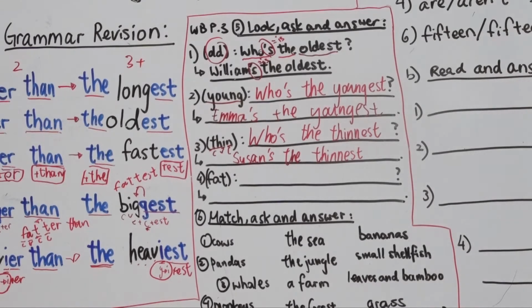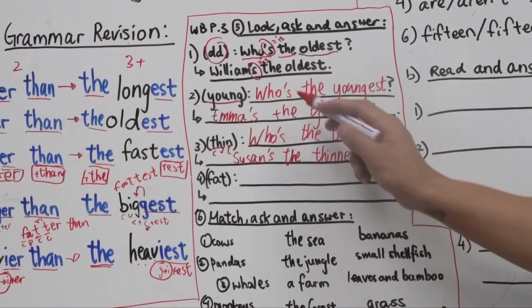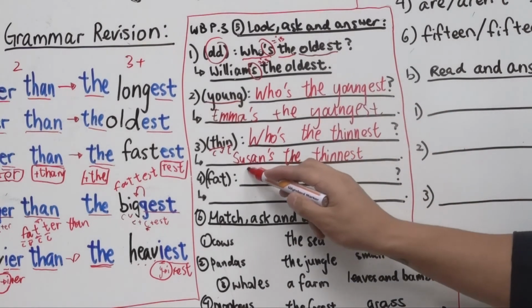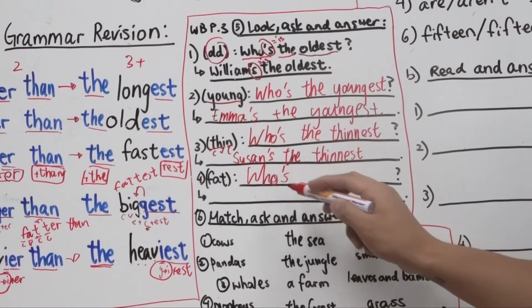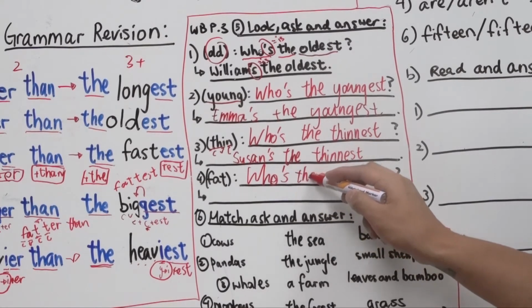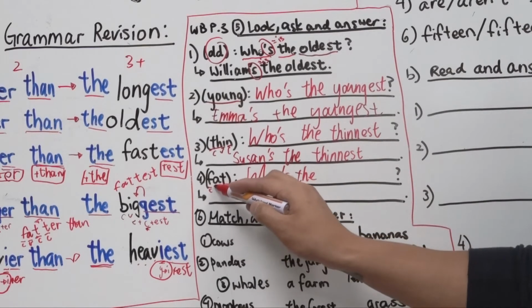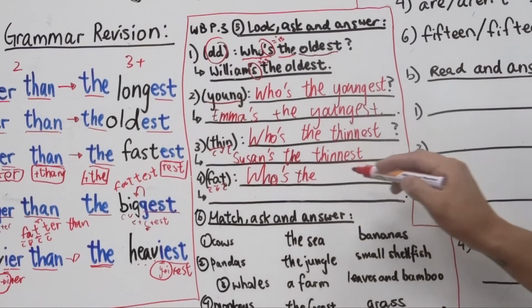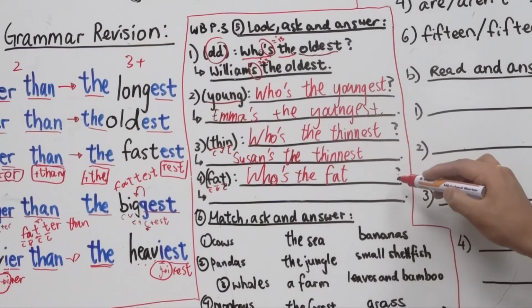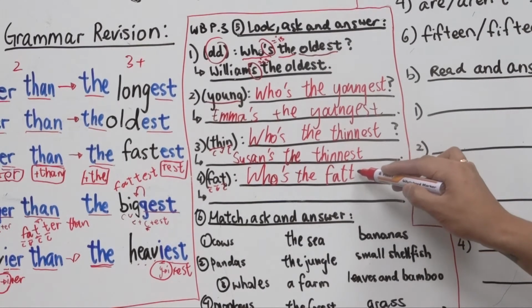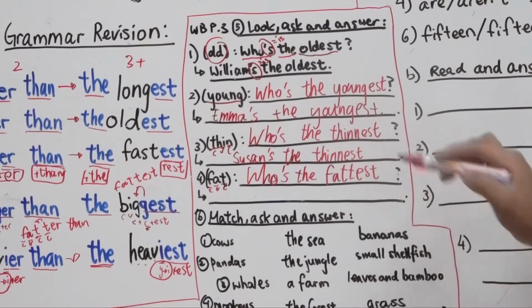Alright, so let's check the answers together, okay? So the word is fat, okay? Again, simple, just copy the question, right? So whose? This is O, okay? The, and then fat, we have C, V, and C. We need to put another C, right? So T, and then E, S, T.